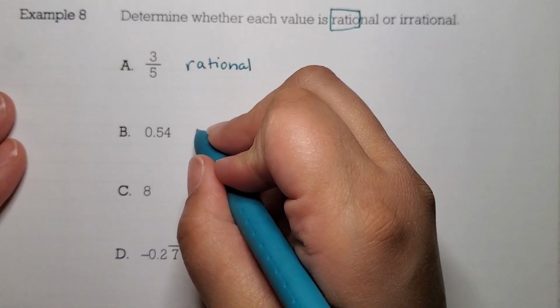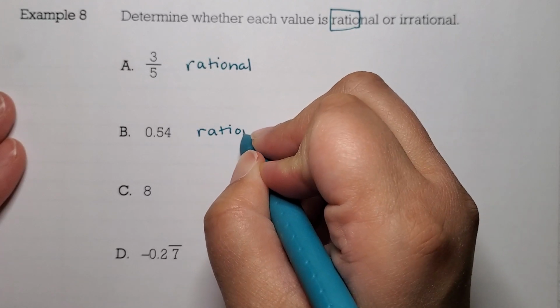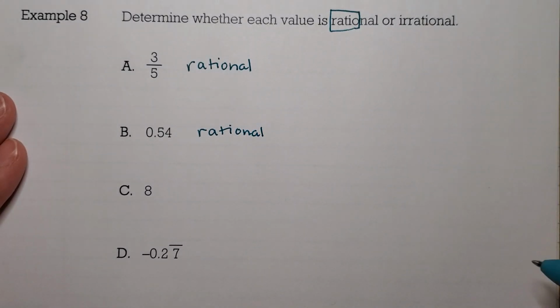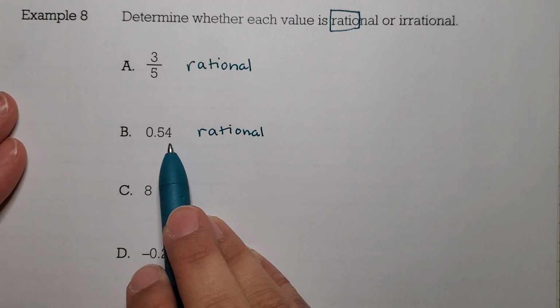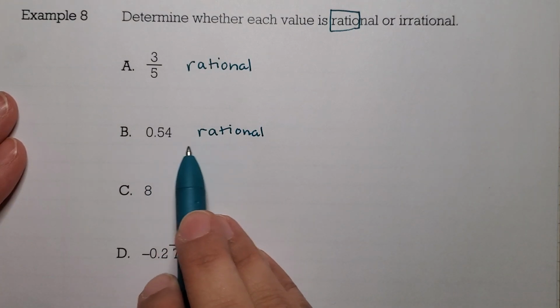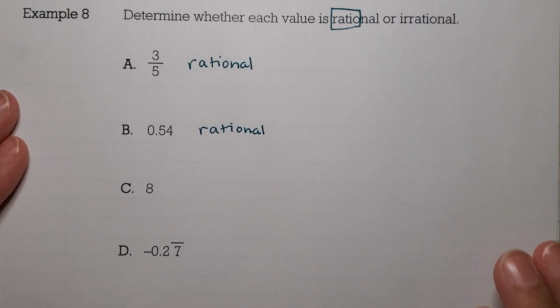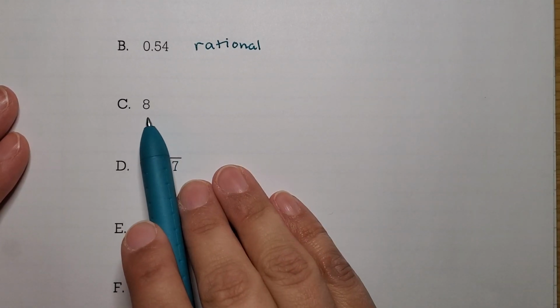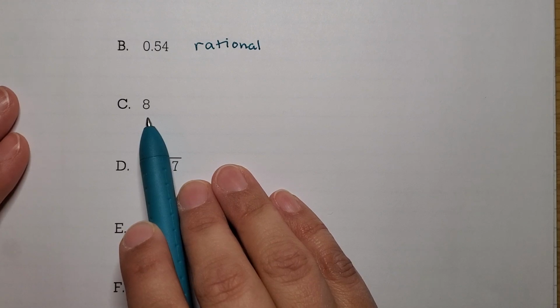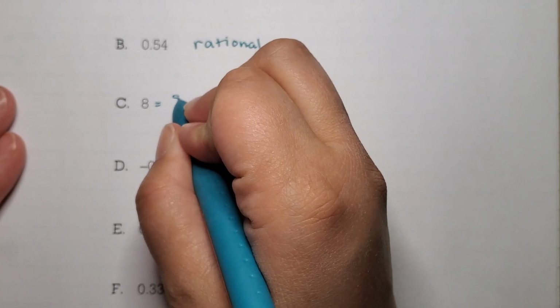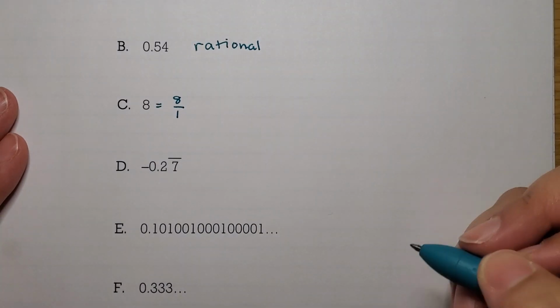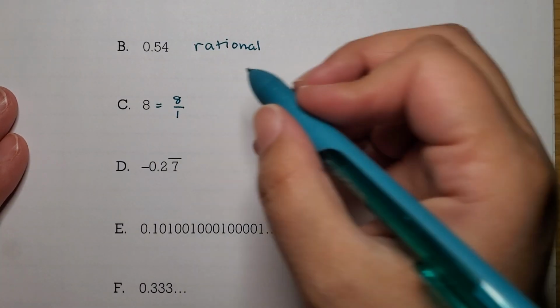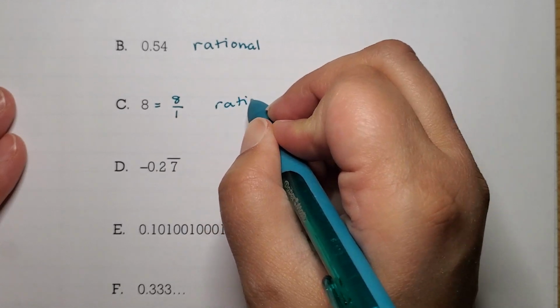0.54 is also rational. I know that 54 hundredths is rational because it's a decimal that ends. So nothing happens after the 4, so that makes it a rational number. 8. Remember that any whole number is also a rational number because we can think of it as 8/1. So there it is, a fraction of integers. So this one is also rational.